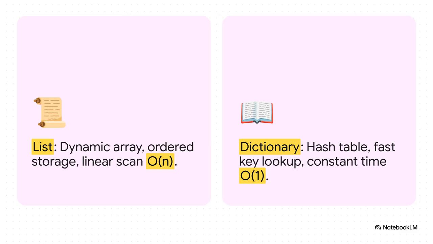A dictionary, on the other hand, is built on a hash table. When you look up a key, the dictionary runs a mathematical hash function on it to compute a direct jump point to the correct storage slot. It doesn't scan through earlier elements at all. It literally teleports directly to the answer. That gives us roughly constant time, or big O of 1, average case lookup.